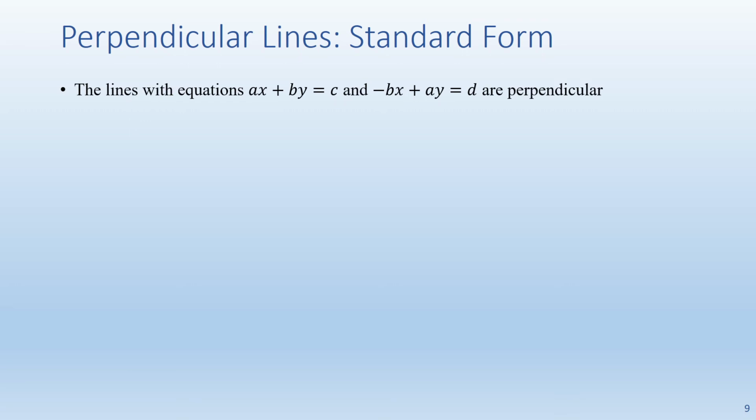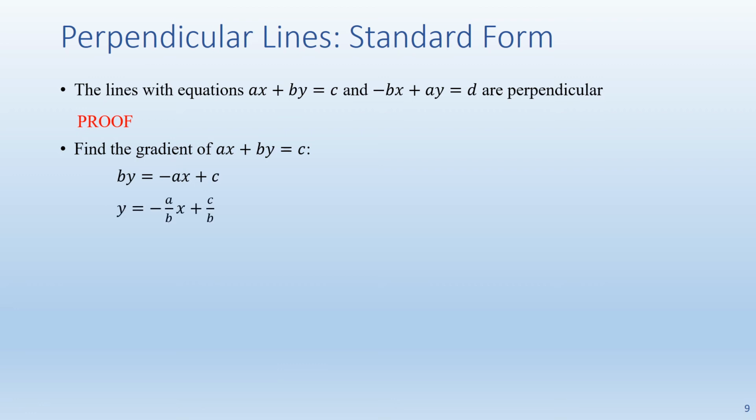Let's have a look at two equations here in standard form. And you'll notice that the a and the b there have swapped places, and that we've taken the negative of the b there. And we're asked to show that those two lines are perpendicular. So we'll need to find the gradient of each of those two lines. So the gradient of the first line there is obtained by making y the subject. Dividing by b now, we'll get that, and so our gradient there is minus a over b.